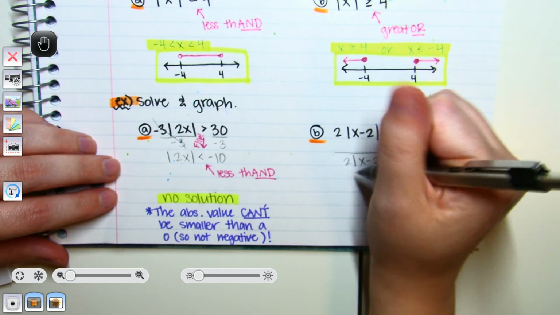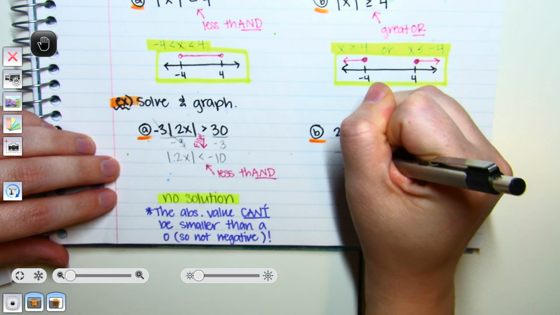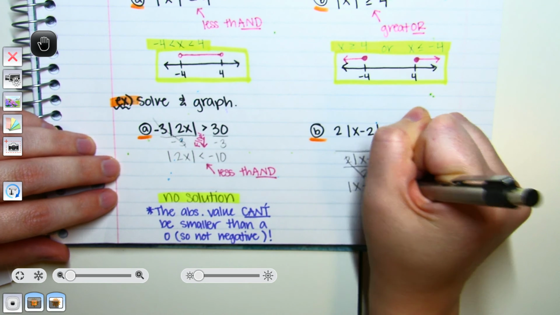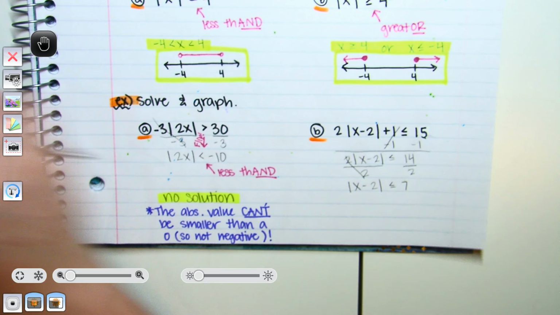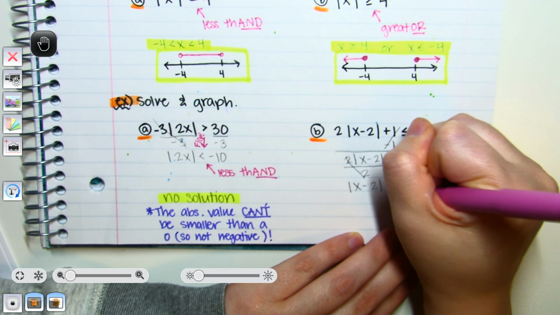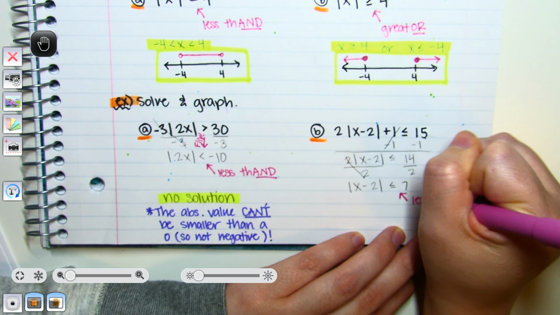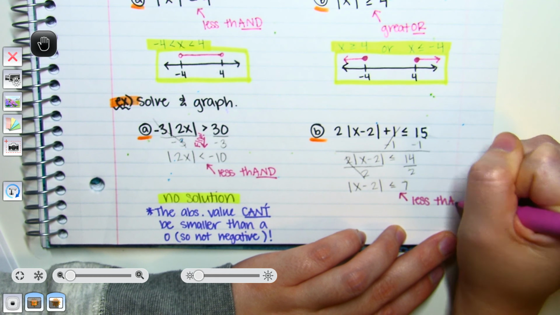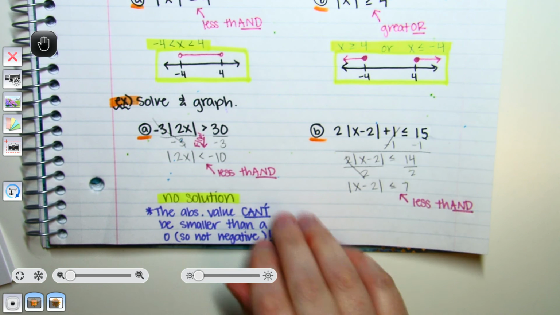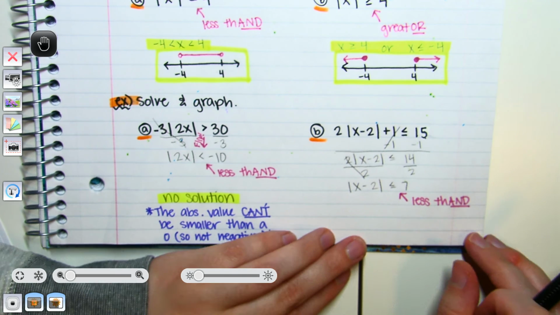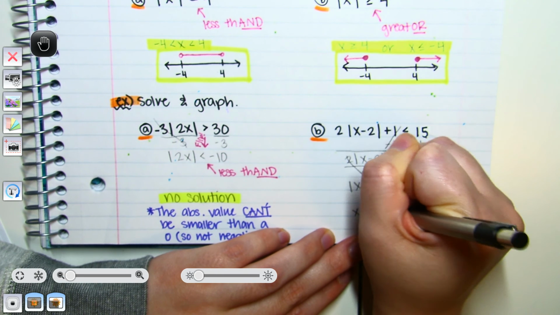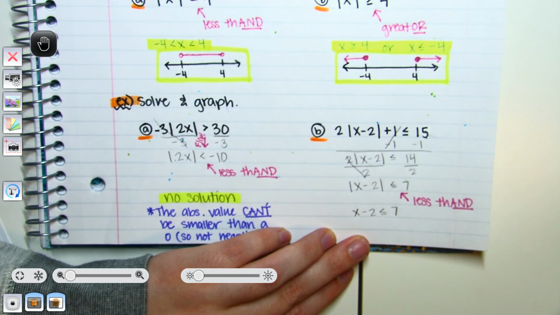Now I'm going to divide both sides by 2. So I get the absolute value of x minus 2 less than or equal to 7. Now this one is also a less than, which means it's going to be an and statement. So I'm going to rewrite this exactly as is, just without the absolute value bars.